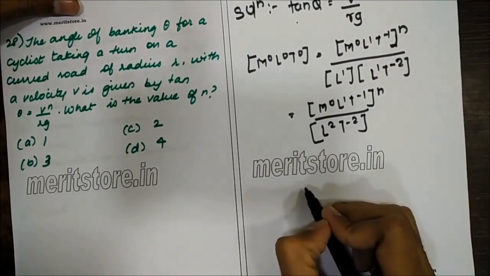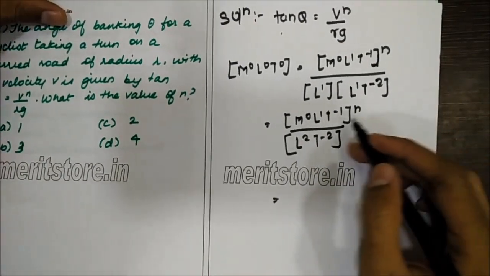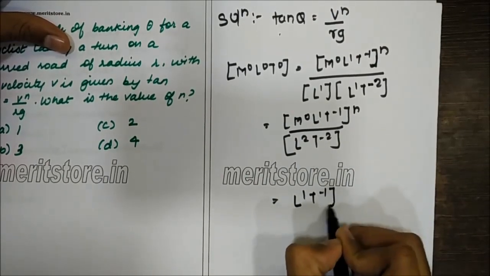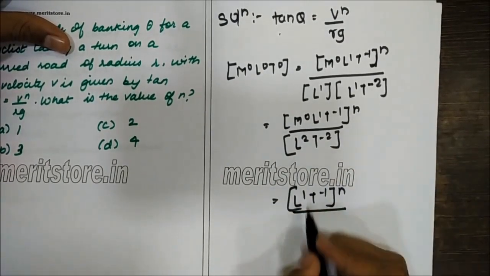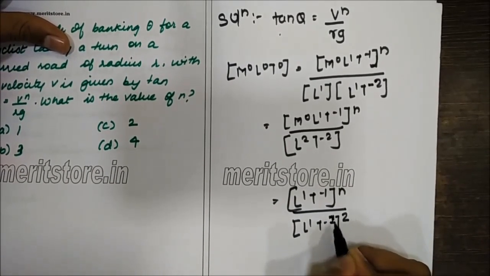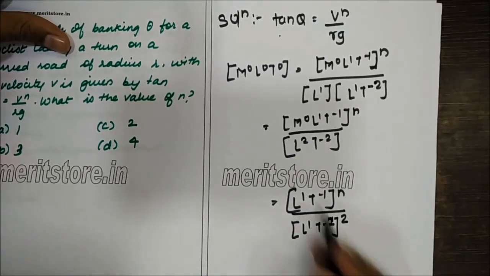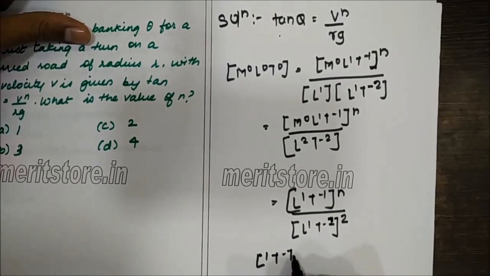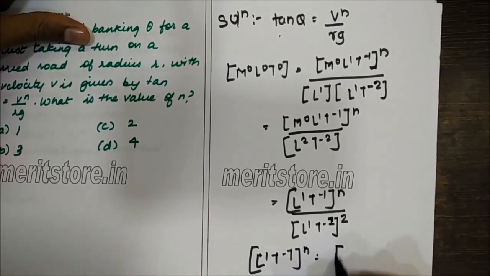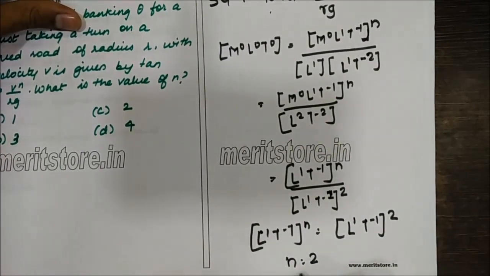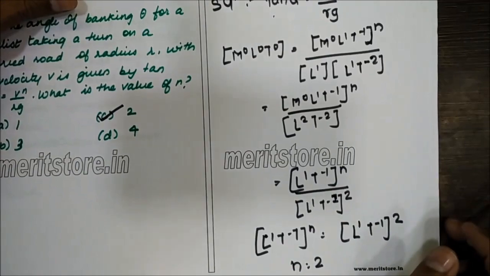In order to get something common outside, we take l1 t raised to minus 1 upon power n, and we can take the 2 out, so this becomes l1 t raised to minus 1 the whole raised to 2. If we equate these, l1 t raised to minus 1 raised to n is equal to l1 t raised to minus 1 raised to 2. So both are the same, and the value of n becomes 2. So your n is 2, C is the correct option.